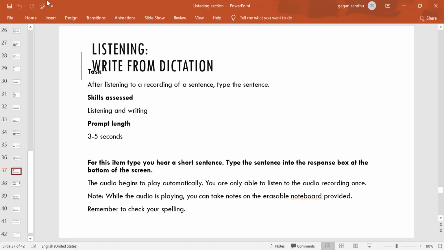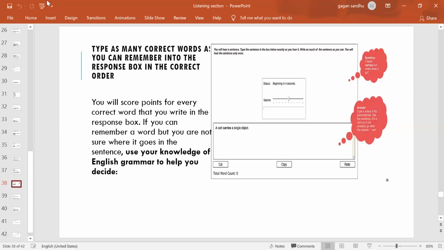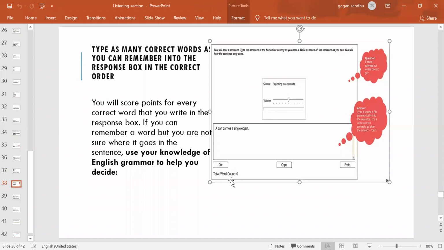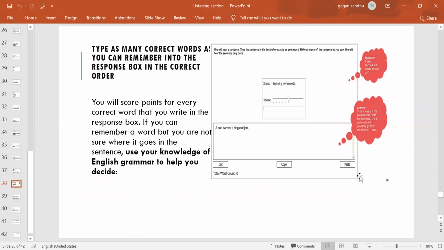So same as before, where you had a big box, here you will have a small box, right? Instruction, the status box, the answer box. There are options cut, copy, paste, and I told you the word count. Here is the word count, and for the answer of the SST, you will have a time left here as well. But for this question, there won't be any time because you are managing your time, how much time you are consuming to write down your answer, right?